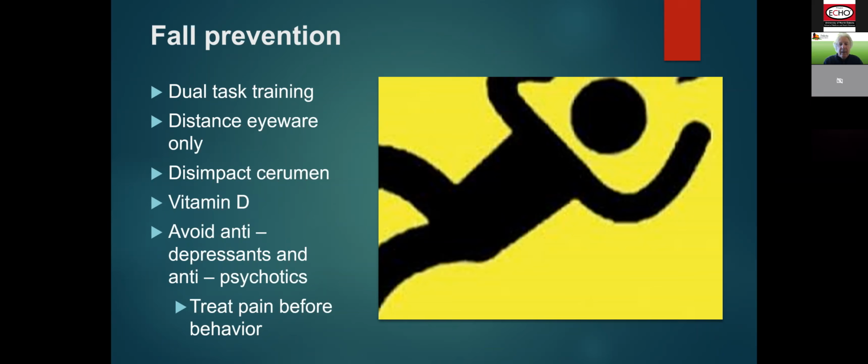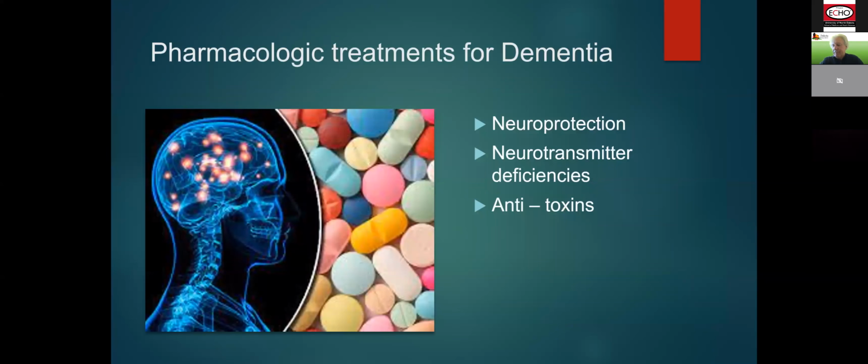And the other point is that people with dementia should be empirically treated for pain if they have behavioral issues. So giving them 2 extra strength Tylenol on a regularly scheduled basis, 2 to 3 times a day, would be a way to try to reduce either their aggressiveness or their agitation that's often associated with these dementing illnesses. Next slide, please.